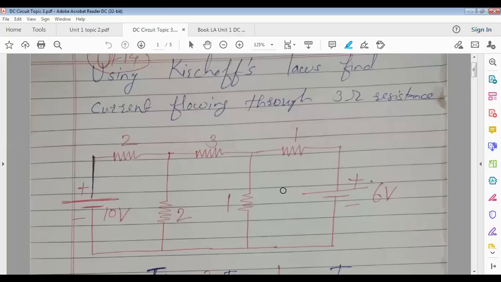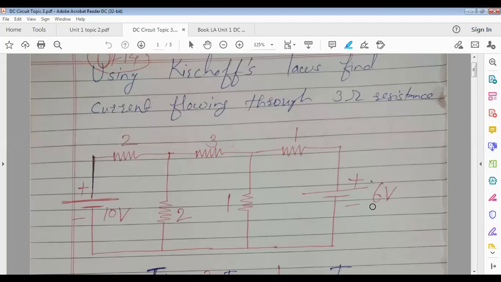Now see, once you finish with a circuit, what is the first step? What is the first step I told you? Current direction. Correct. Branch current direction you have to mark. Marking branch current direction means you are applying KCL, Kirchhoff's current law.